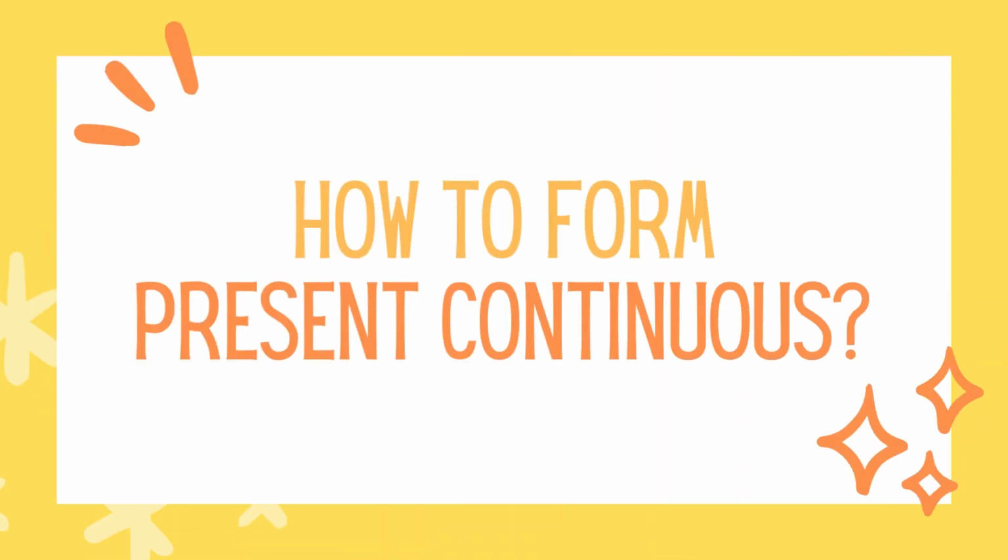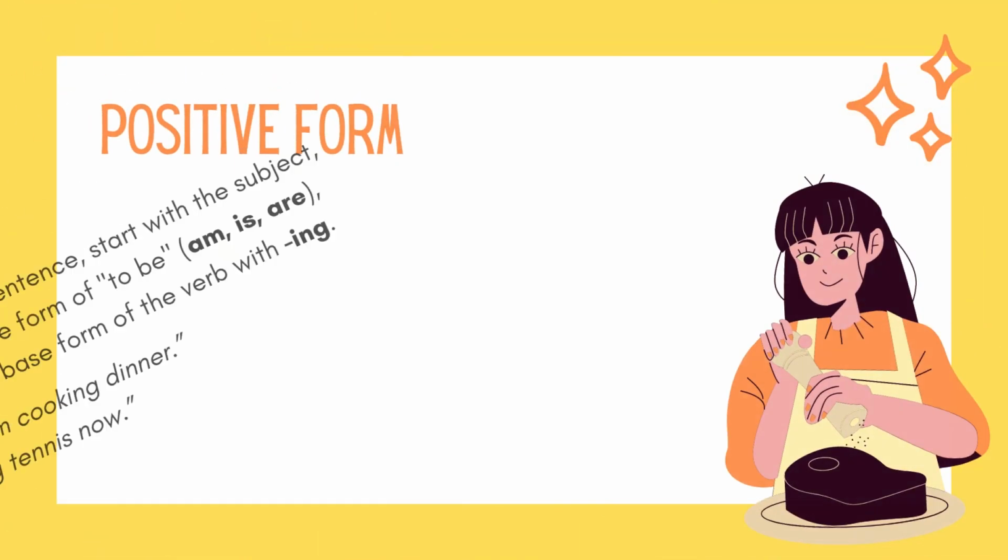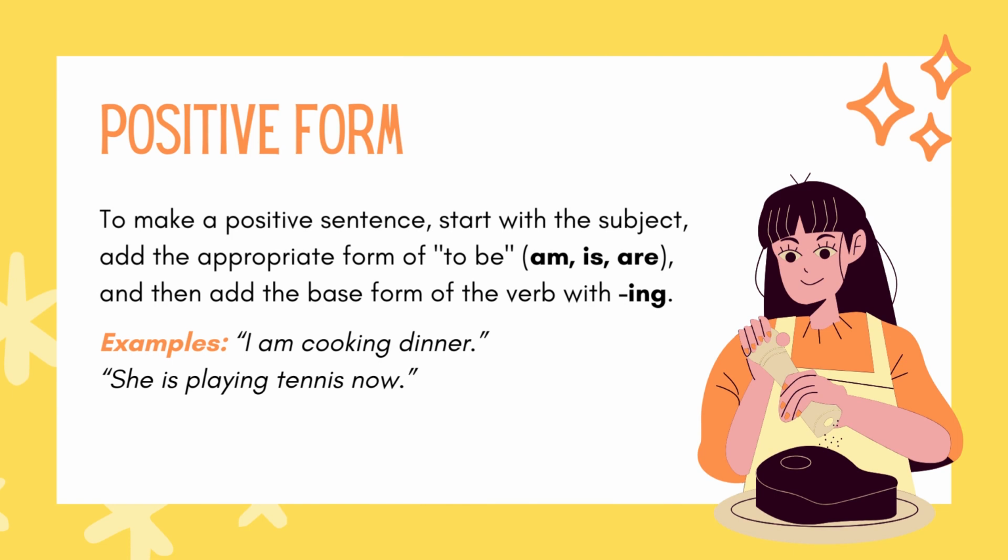How to form present continuous? Positive form. To make a positive sentence, start with the subject, add the appropriate form of to be: am, is, are, and then add the base form of the verb with ing. Examples: I am cooking dinner. She is playing tennis now.